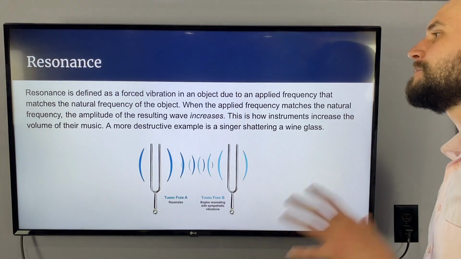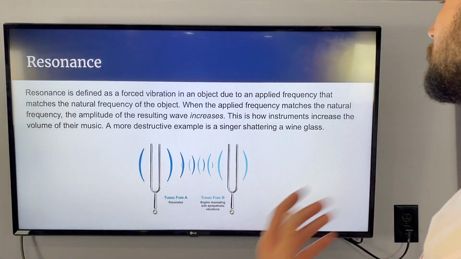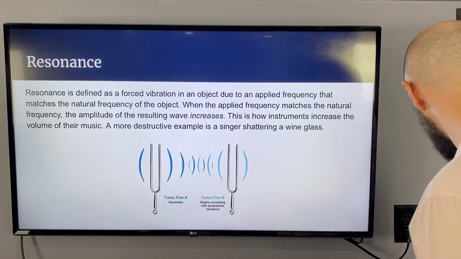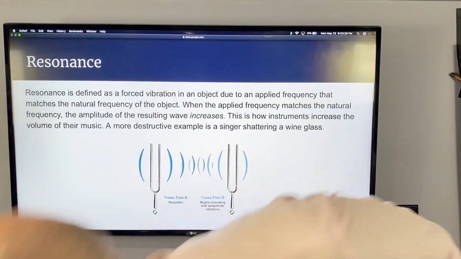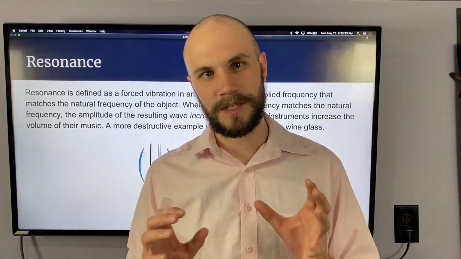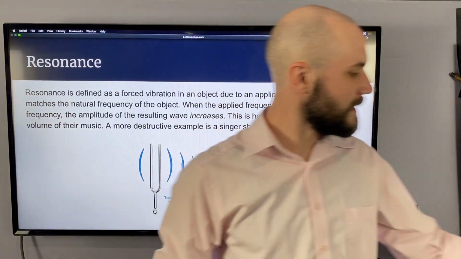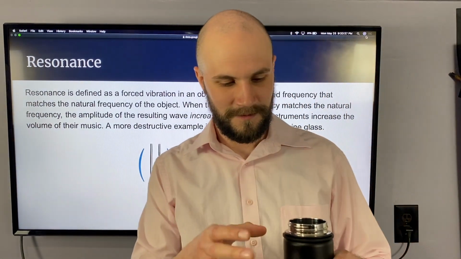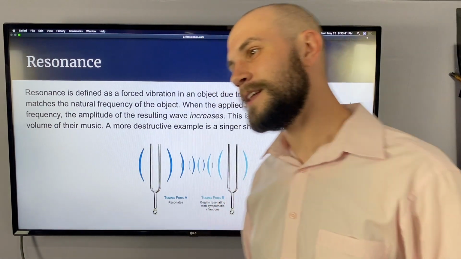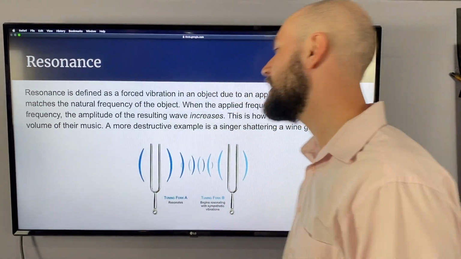Resonance is defined as a forced vibration in an object due to an applied frequency that matches the natural frequency of the object. So when he flicked the wine glass, that tone that the wine glass created was the natural frequency of the wine glass. You could flick a lot of different things. You could catch the natural frequency of any kind of object around you if you flick it and listen closely to the pitch that it creates.